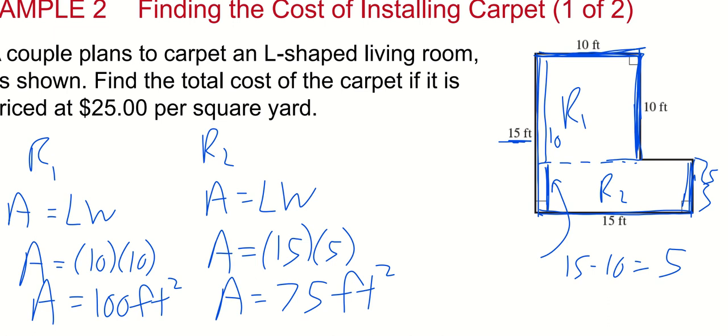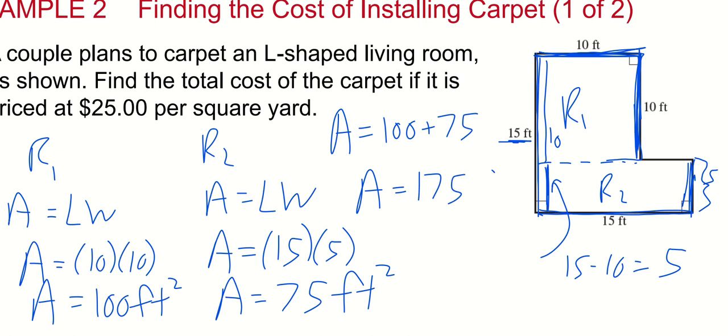We now know the area of rectangle 1. We know the area of rectangle 2. So the total area of our figure should just be to add them together. 100 plus 75 would give us 175 square feet.